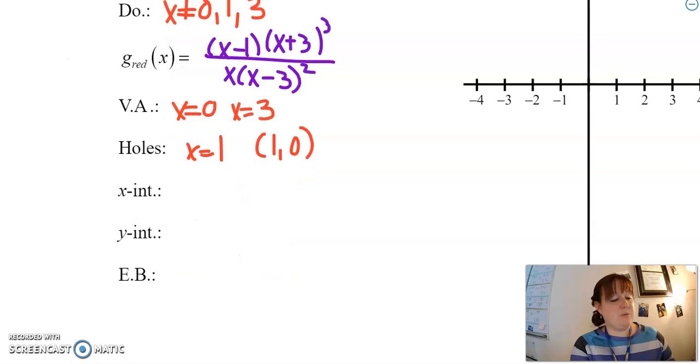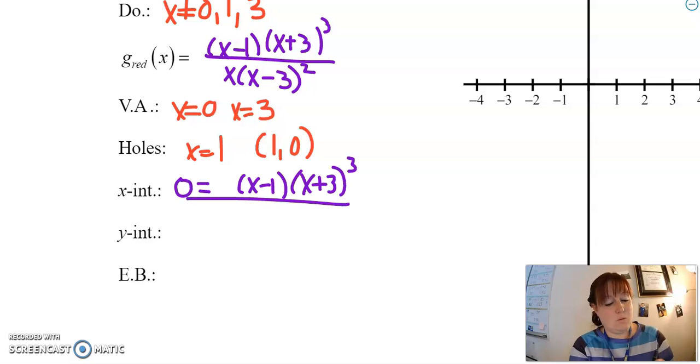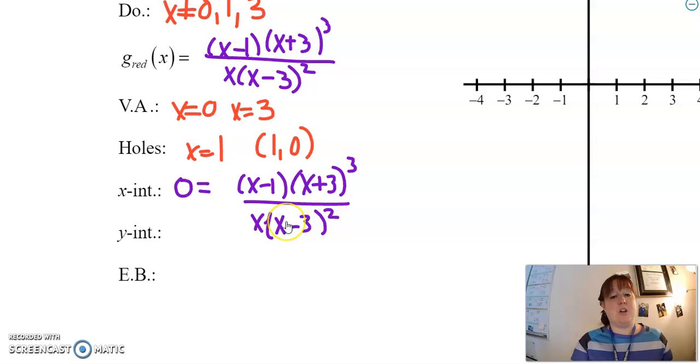Now let's look for x-intercepts. Remember, x-intercepts are where y equals 0. So I set y equal to 0. We'll alternate colors so it's a little easier to tell. We set y equal to 0. And if you remember, the bottom can never equal 0, right? Because that's a problem in the domain. So how do we find this? We just set the top equal to 0. We say, when does this factor equal to 0? And when is this factor equal to 0? And those are the two things that would make the whole function equal to 0.